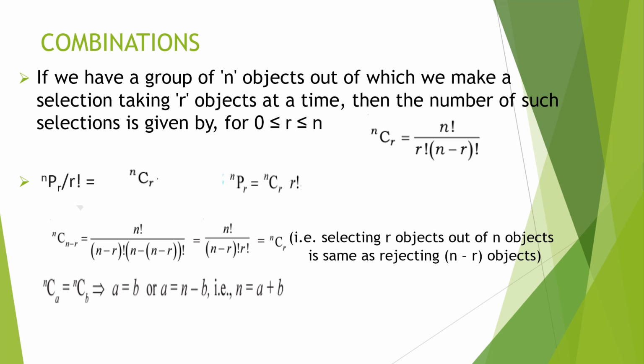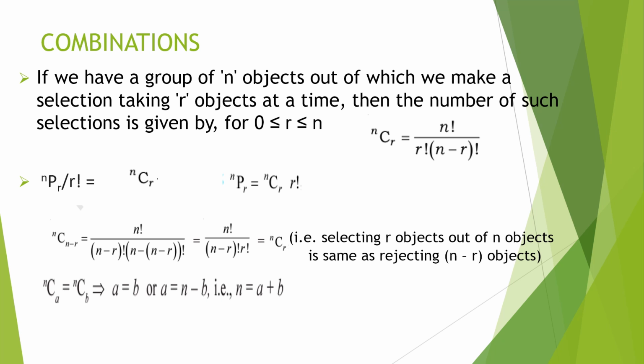That means, a very simple example: suppose I take 5C3 or I take 5C2, it will be the same. Why? Because n is 5, and suppose I am taking 5C3, so r is 3. So what is n minus r? It is 2. So n minus r will also be the same and nCr will also be the same. So 5C3 and 5C2 will be the same.